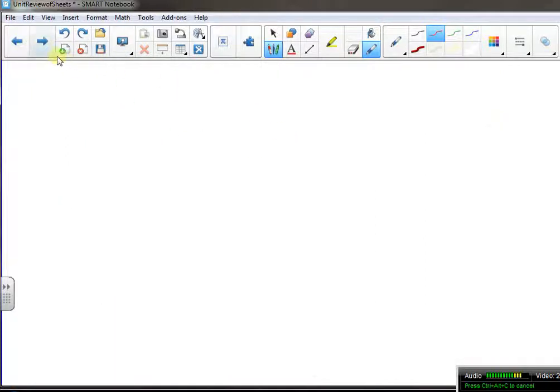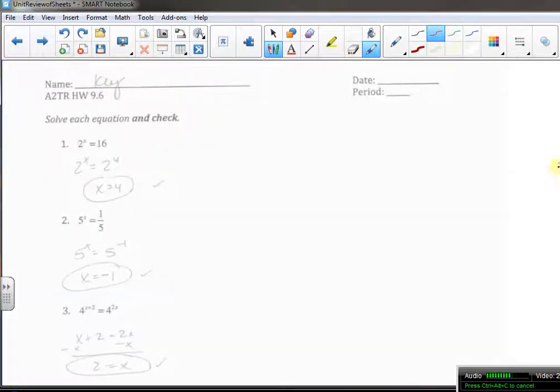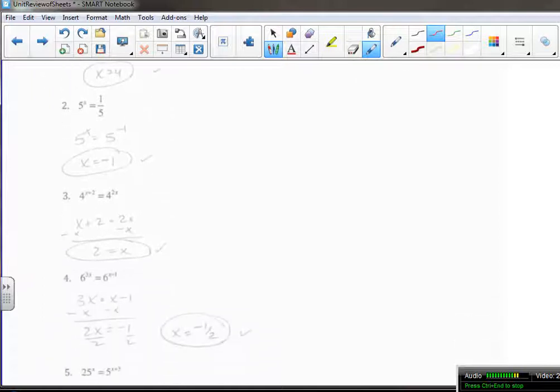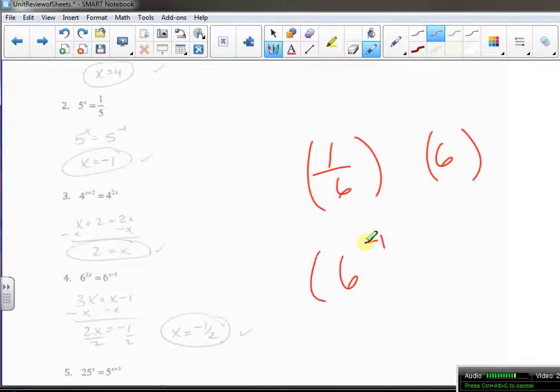Moving on to that last page there that we just finished not that long ago, same bases. The biggest problem there is when you see that you don't have same bases, but the numbers are reciprocals of each other. So you can always turn this one into a 6 to the -1 and then work with whatever you have there.